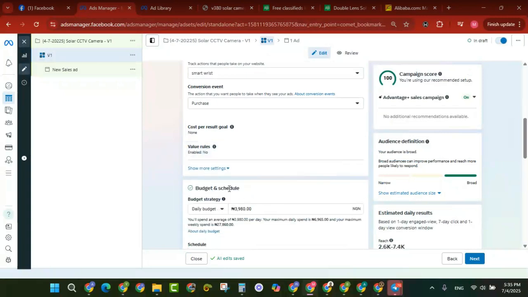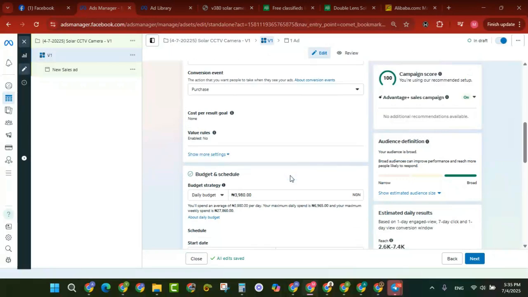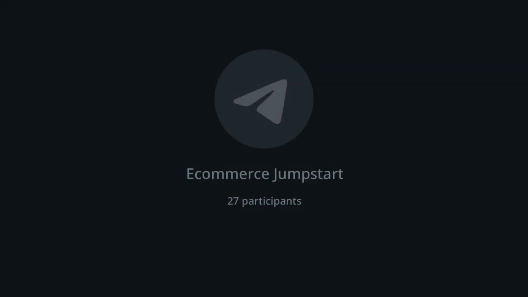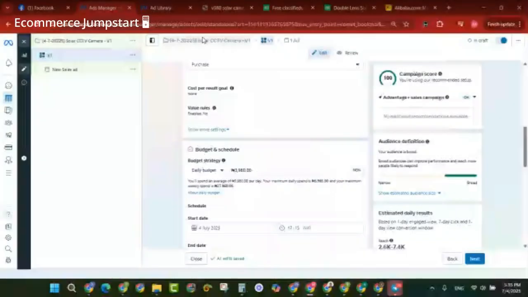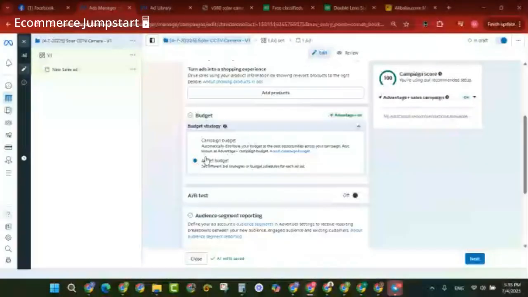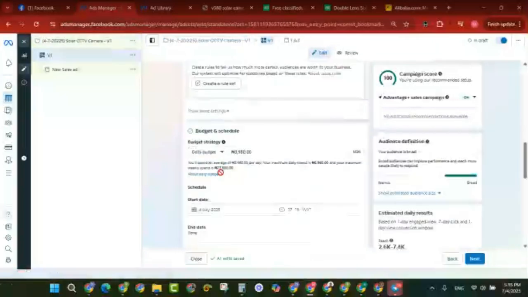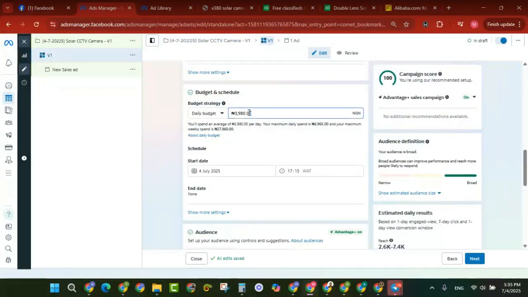So this one too, leave it the way it is. Then you are now going to see the daily budget. We close the daily budget here and put it in ad set budget, such that we can set up the daily budget under this place. And I tell you that the daily budget we use in our company is 3,000 naira.